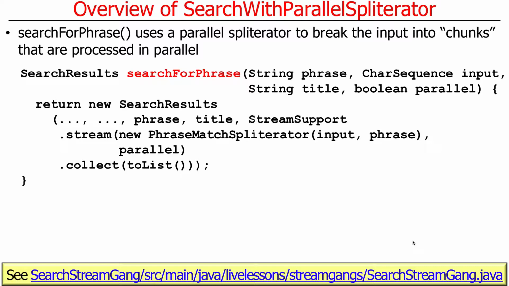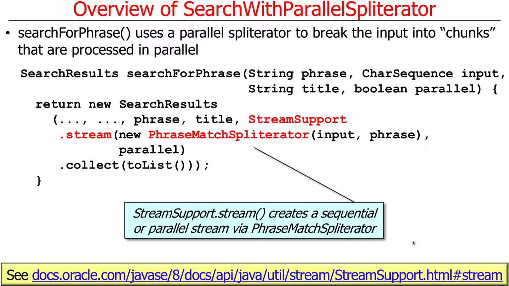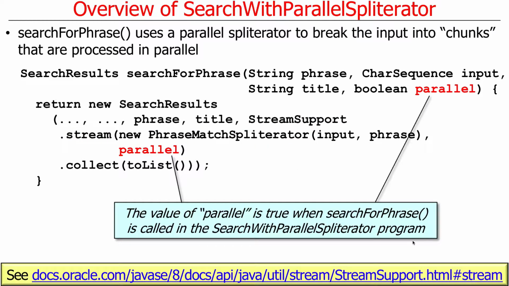And what this does is it takes a phrase, an input string, a title, and this flag, and it goes ahead and makes a spliterator, which will split up the input and associate it with the phrase that we're searching for, except what we're going to do this time is pass a value of true to the parallel final parameter to search for phrase. So we'll pass true here instead of false.